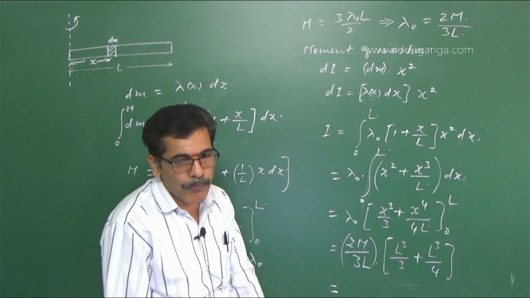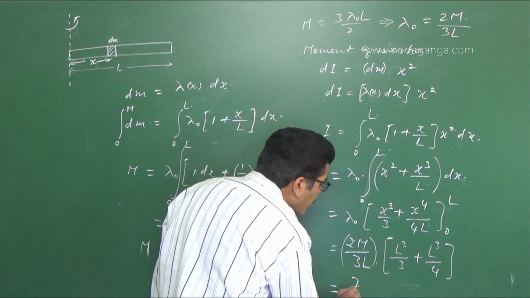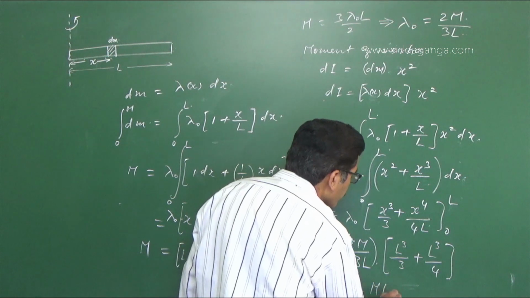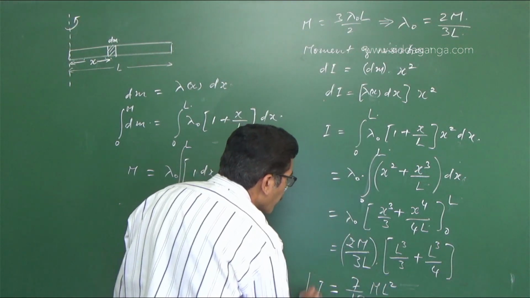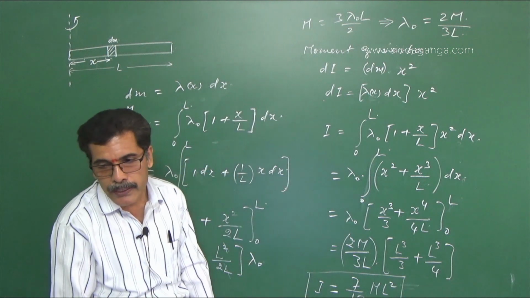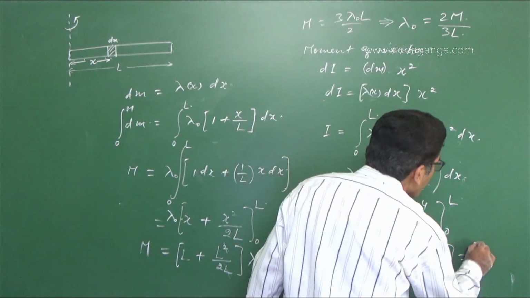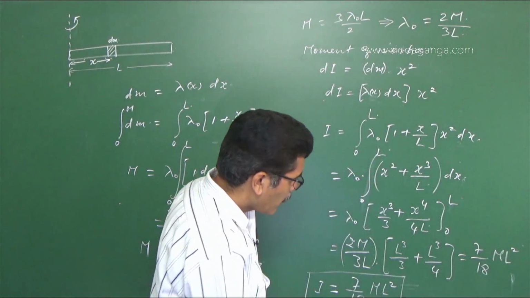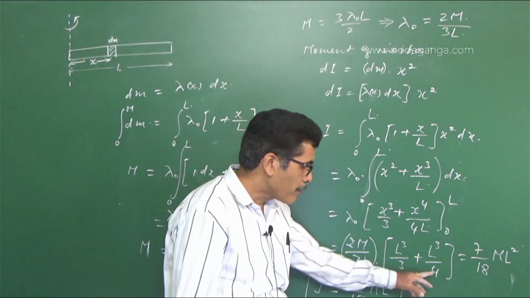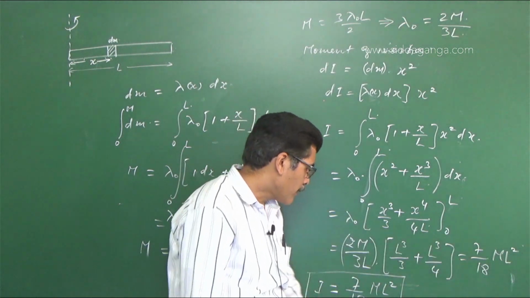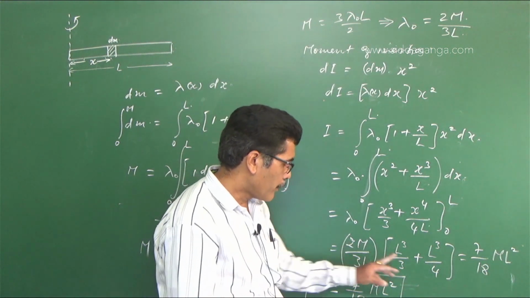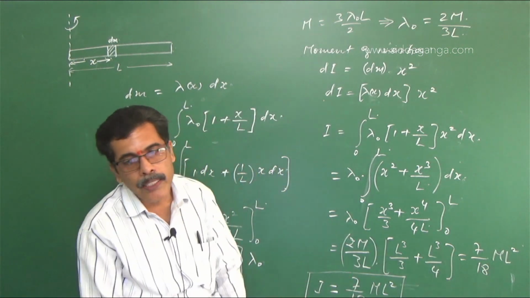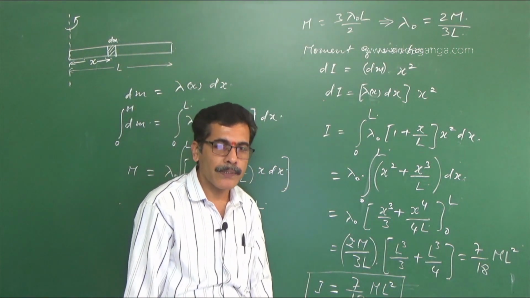Now you just simplify this. You are going to get 7 by 18 m L square. Therefore, the moment of inertia is given by 7 by 18 m L square. Please give the limit and simplify. On simplification, you just take 12 as the LCM. 4 plus 3, 7. Then 2 by 12 becomes 1 by 6, 6 into 3, 18. Therefore, 7 by 18 m L square is the correct answer.